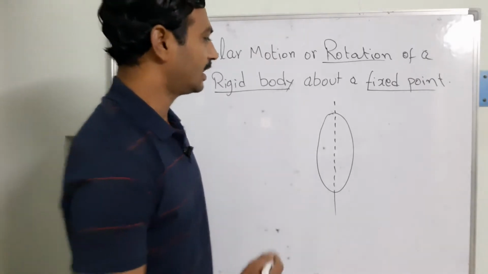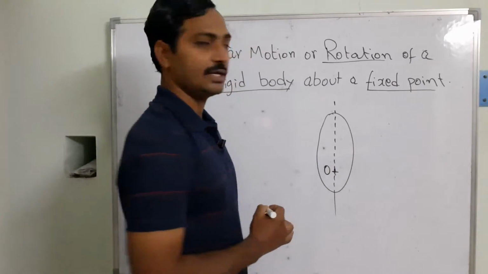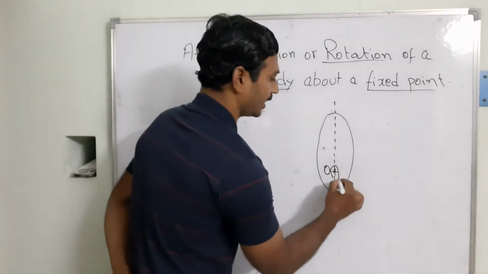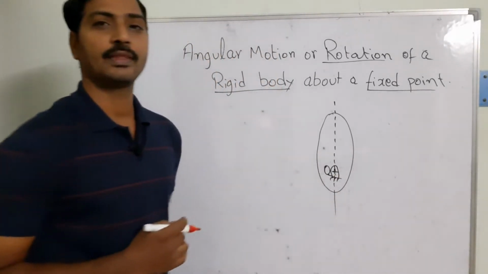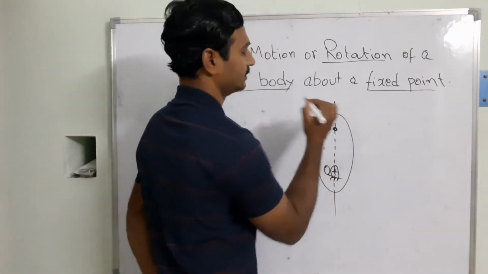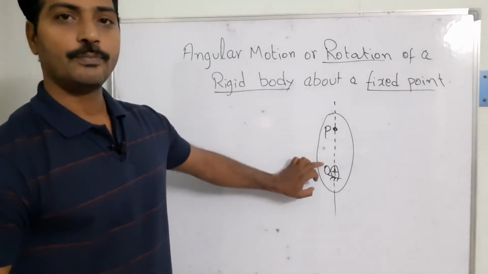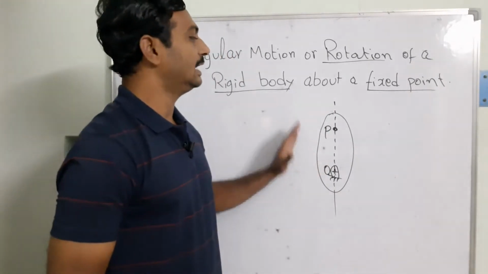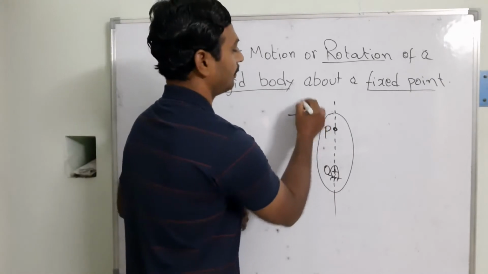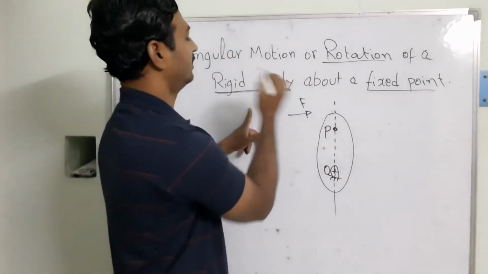So for this part, I am going to take this as O. The O is going to be your fixed point on a rigid body. And next, the point P I am going to consider over here. So the distance between P and O is always constant, even though the force is applied on this member, because we are considering that it is a rigid body.